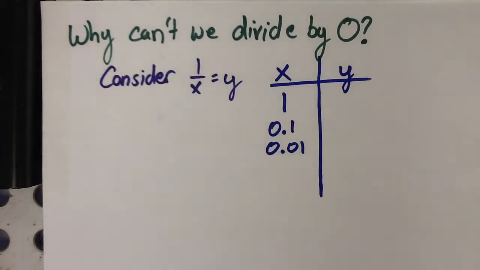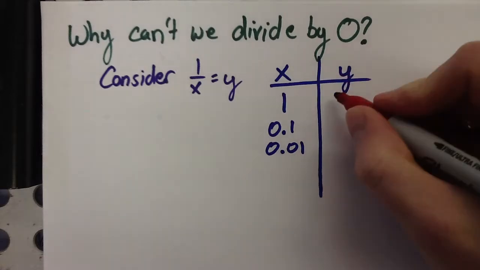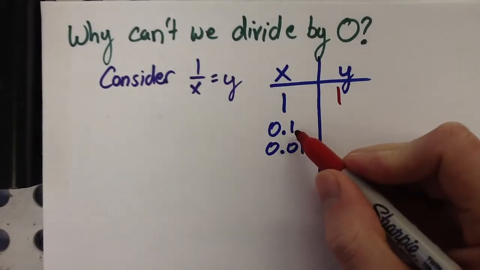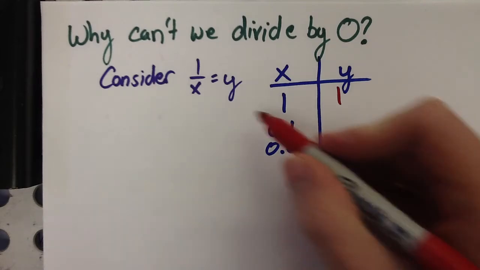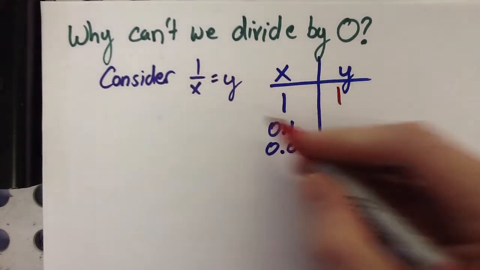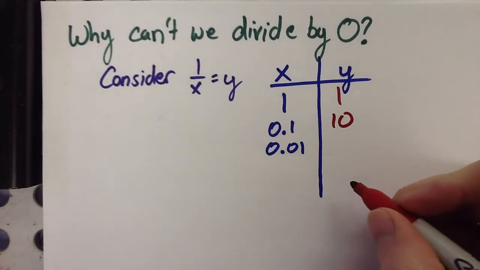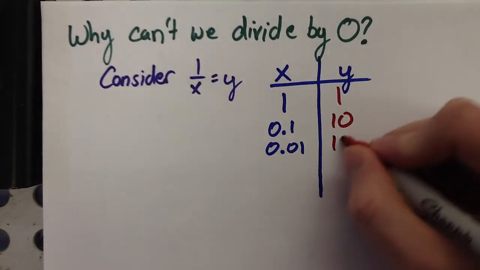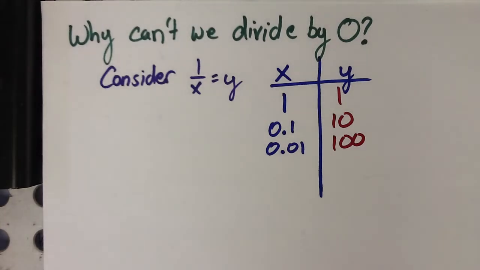Plug in 1 for x, see what you get. Well, if I put in 1 for x, 1 divided by 1 is 1. Simple enough. Let's try something that's getting closer to 0. Let's try 0.1. If I put it in a calculator, you'll see you get 10. And then let's try something getting even closer to 0, 0.01. You'll see you get 100 when you do that.